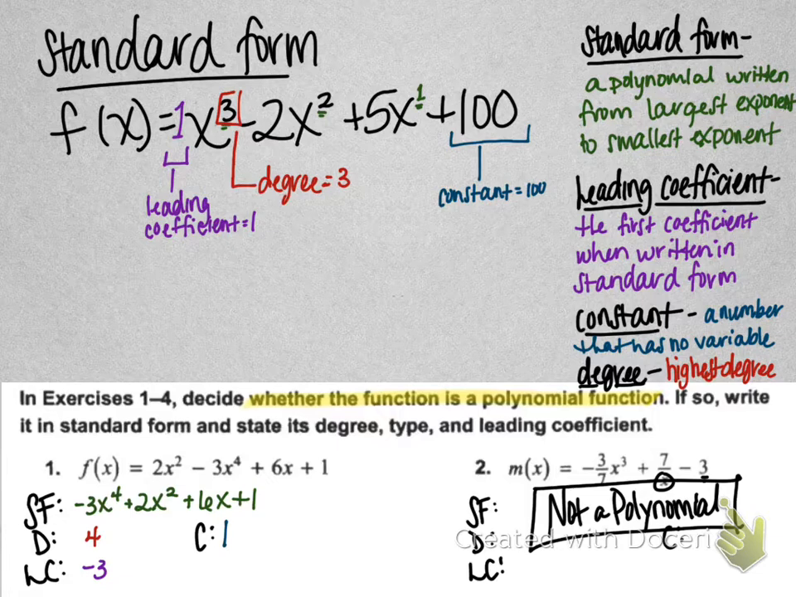So anytime you see a variable in the denominator, not a variable next to a denominator or next to a fraction or decimals, that is irrelevant. We're solely focusing on the fact that the variable is in the denominator. Because of that, this is considered not a polynomial.